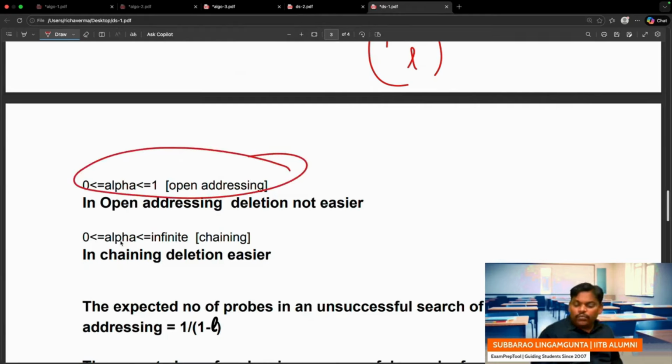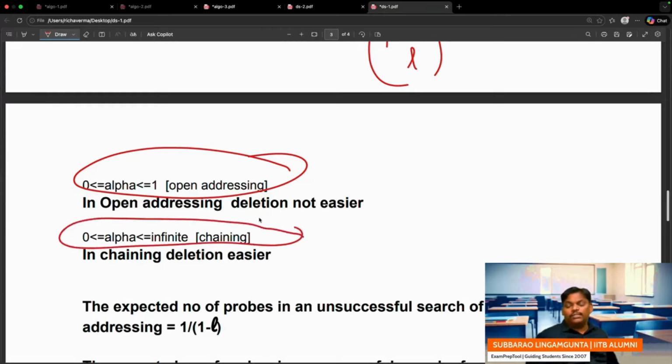Next one, an alpha value of more than 1 is also possible. In chaining, in one chain, you can store more, even infinite elements. That is called chaining. Alpha value more than 1 is also possible in chaining. Alpha value is maximum 1 in open addressing.